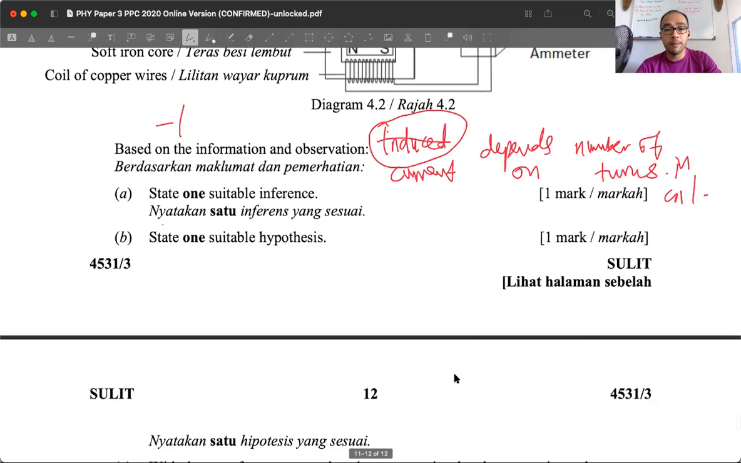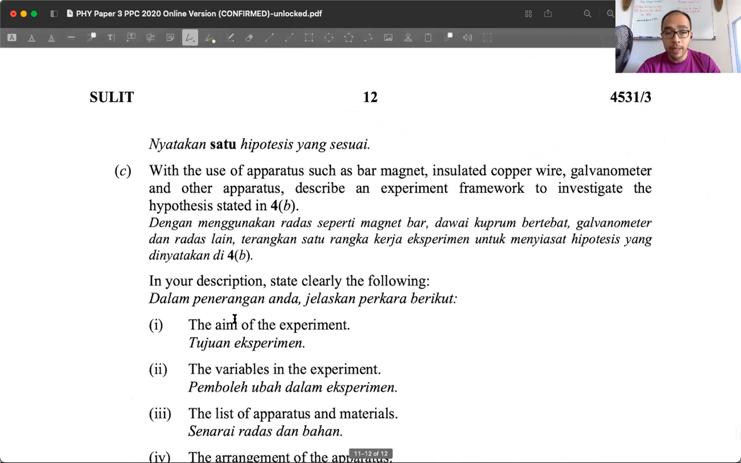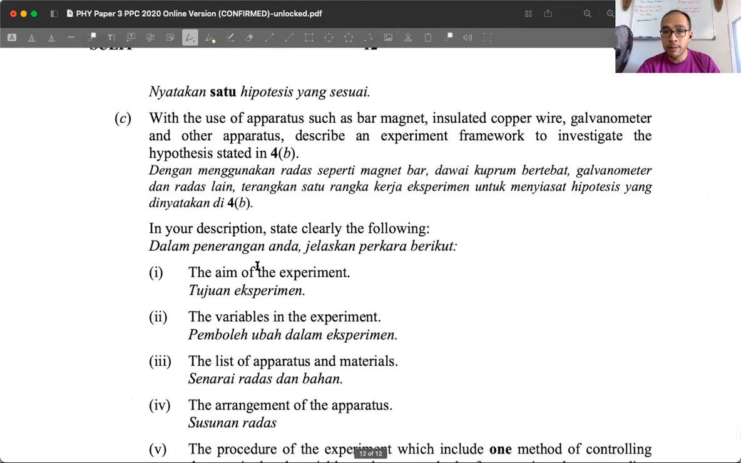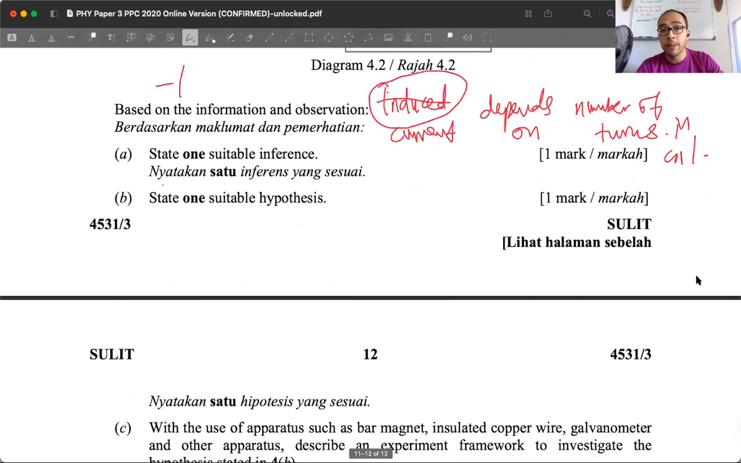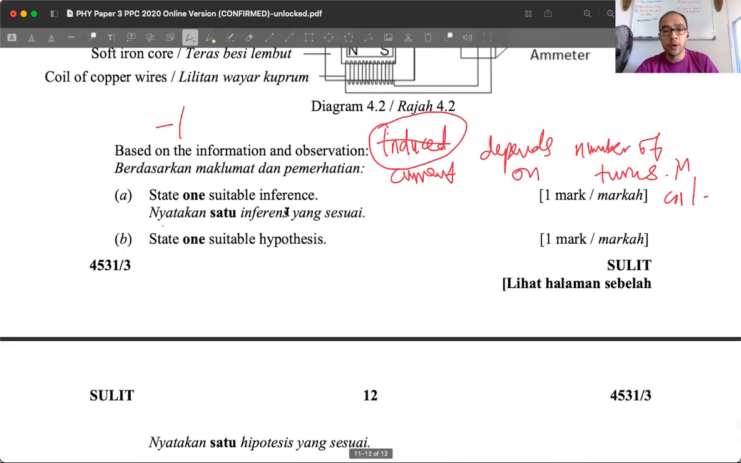Okay. The aim of the experiment is to investigate the relationship between the number of turns of coil and the induced current. Variables, responding variable, induced current. Everything must have induced current actually. But for this time, I am full of compassion. Wow, how kind of me. I will overlook the word. If you didn't put the word induced, I will still mark it correct. But overall, I will minus 1.